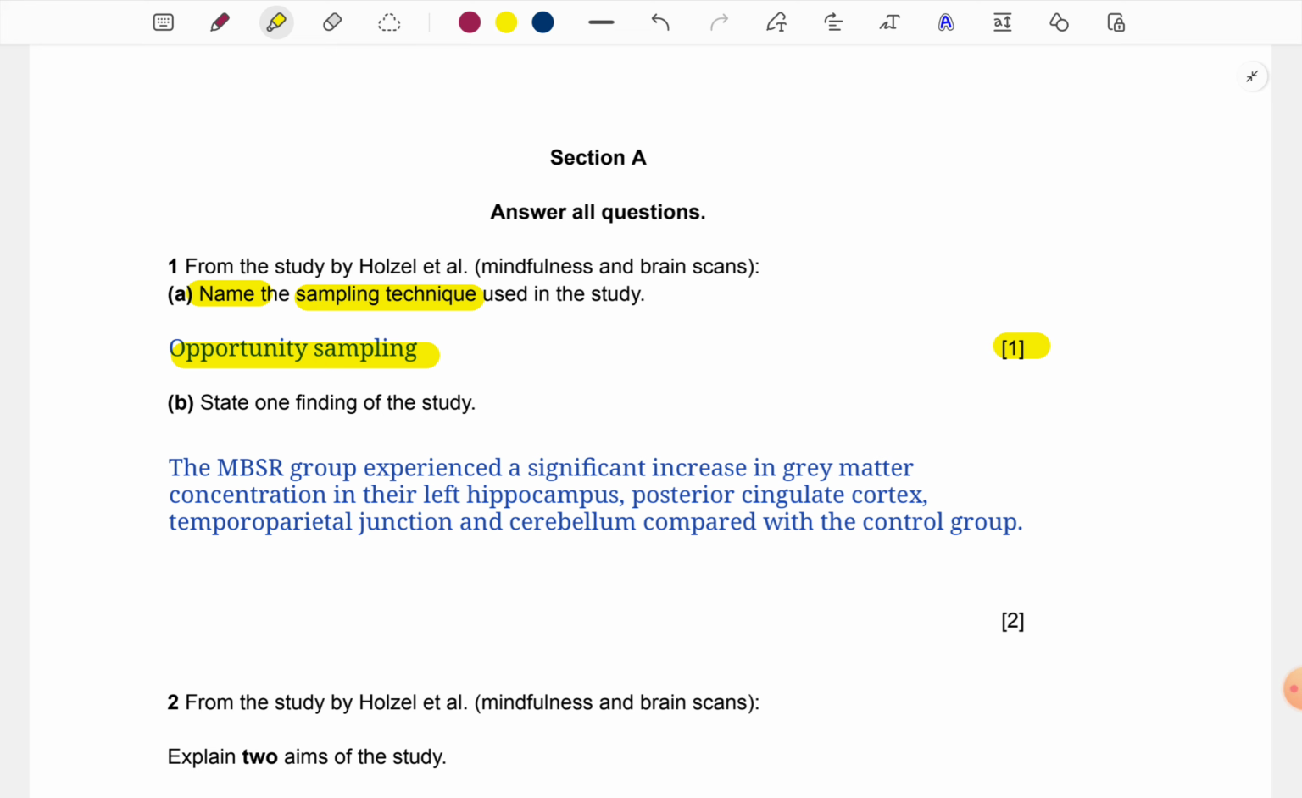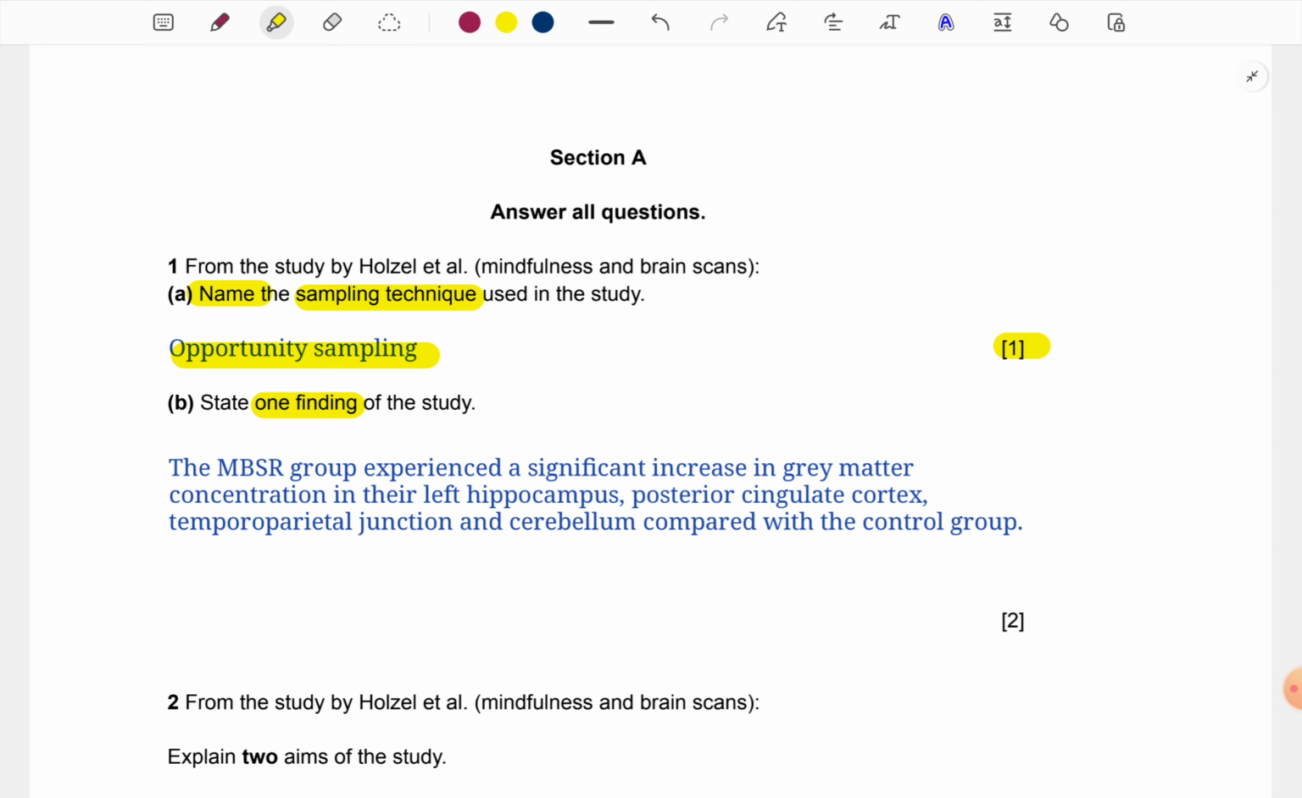Okay, next they could ask us for one finding of the study. In Holzel et al., it is very important to memorize the parts of the brain which showed grey matter increase. This is a question that comes a lot from students: do we have to know the names of each and every part? Of course, because it's a biological study and that was the main thing they were looking out for. That was their dependent variable. So you have to be able to name those areas which showed an increase and those which did not.